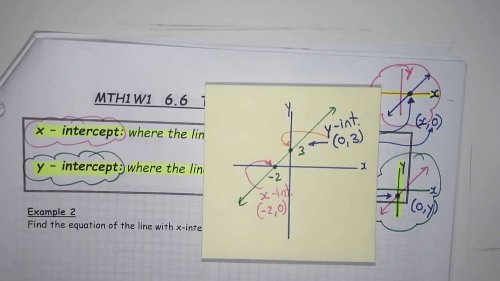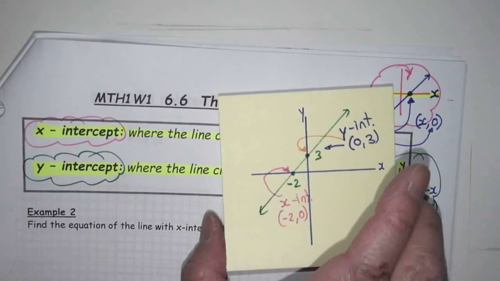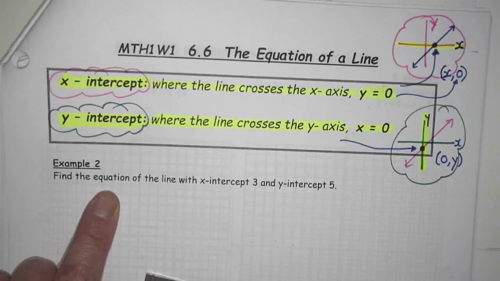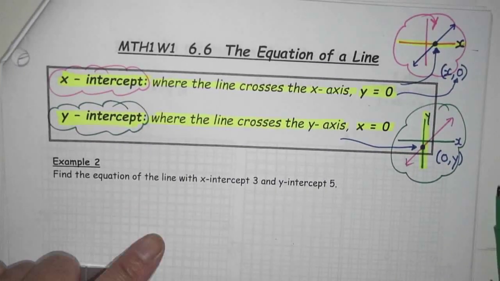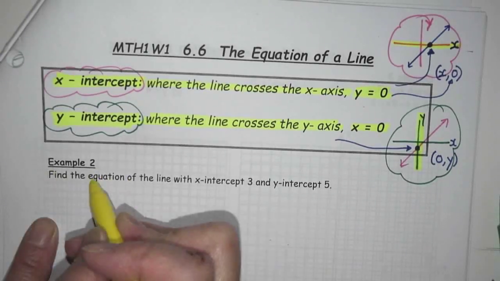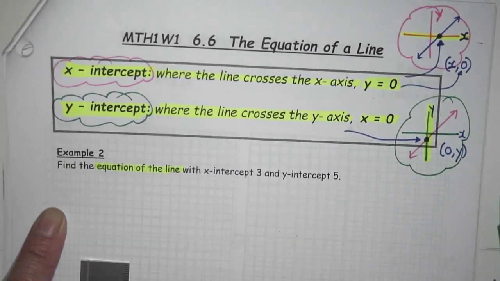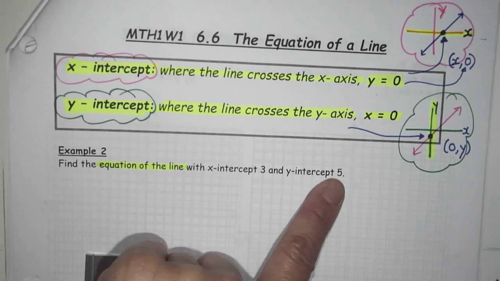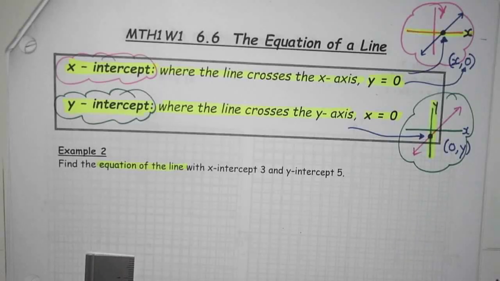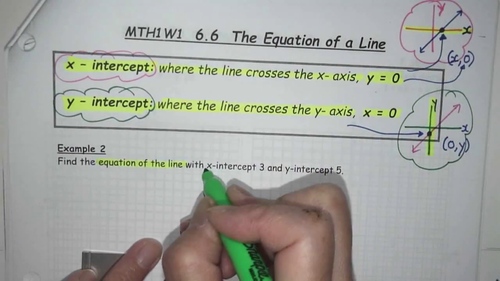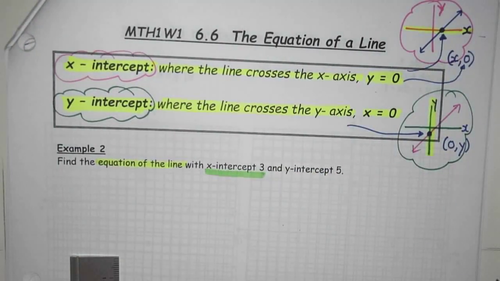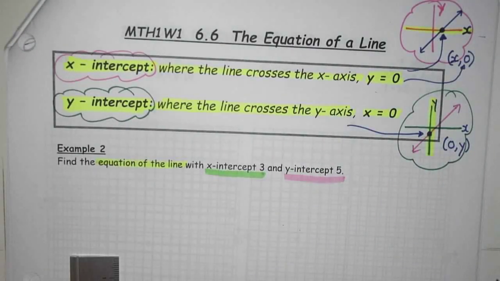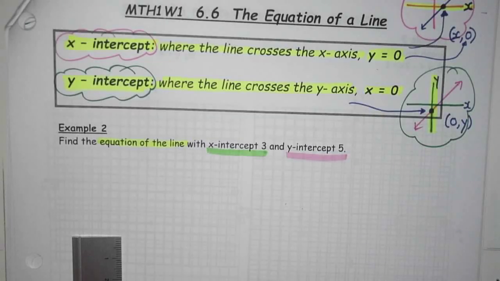Now, knowing those two definitions, x-intercept and y-intercept, we'll bring it back to the equation of a line. I want you to find the equation of a line, and I told you it has an x-intercept of 3 and a y-intercept of 5. So I have two things I told you.